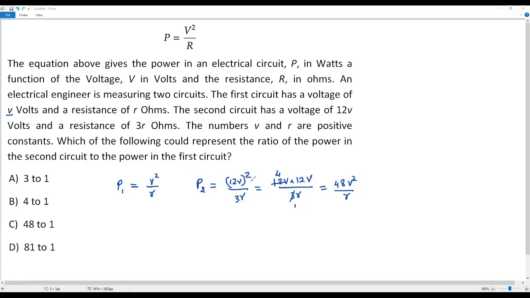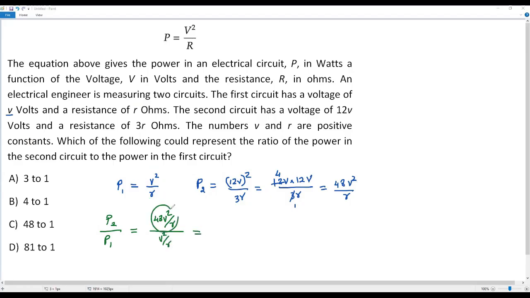Okay, according to the question, we have to find the ratio of the power in the second circuit to the power in the first circuit. Power in the second circuit over power in the first circuit. It represents the ratio of the powers in circuit 1 and circuit 2. Here for P2 we got 48 V square over R. We can plug in this for P2, then we get 48 V square over R. And for P1 we have V square over R.